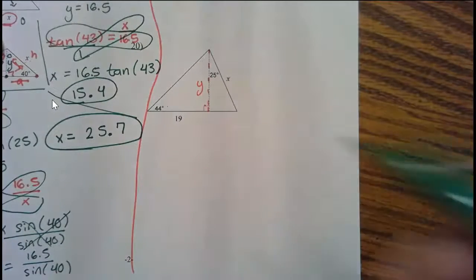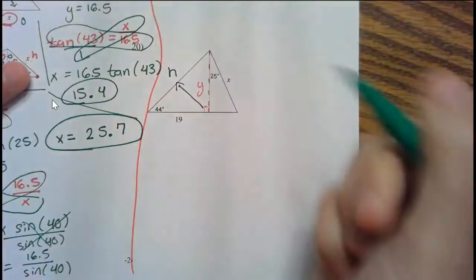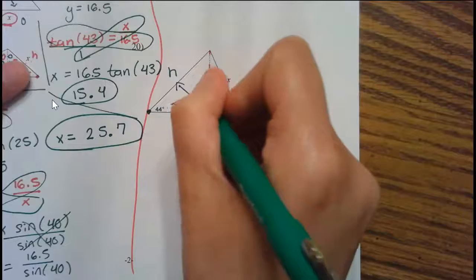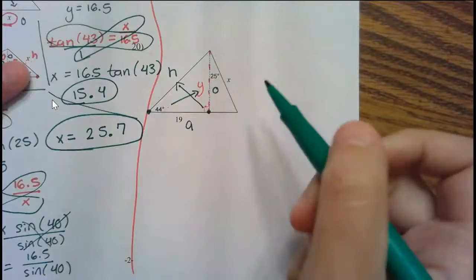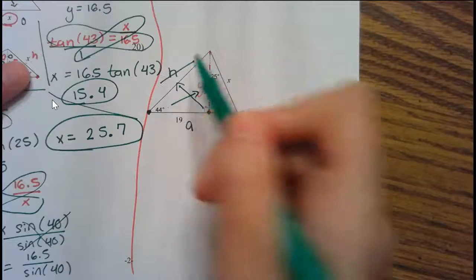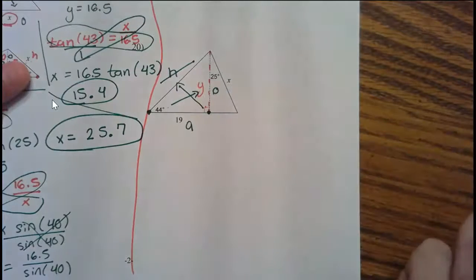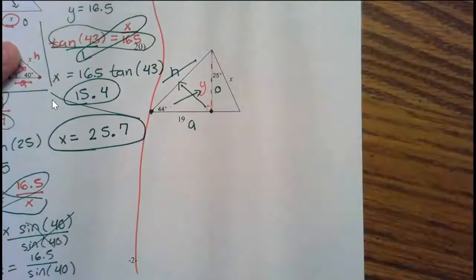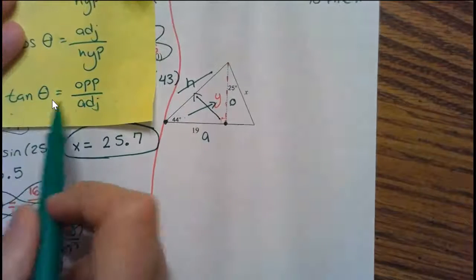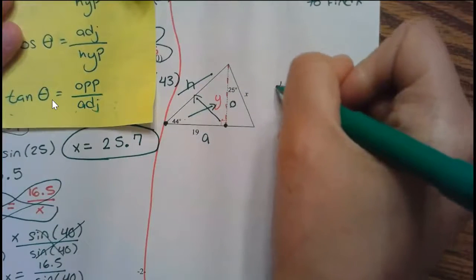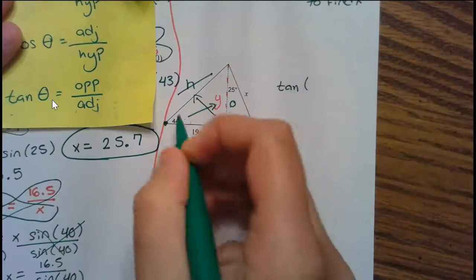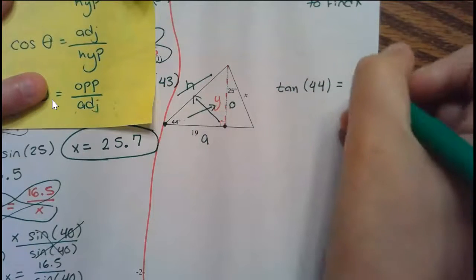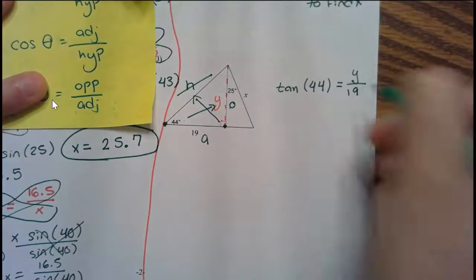Here's the right angle. Across from the right angle is the hypotenuse. In between is the adjacent, and across is the opposite. Knock out the one that doesn't have anything. In this case, that is h. O is y. A is 19. Let's go ahead and say O and A means tangent. The angle is 44. That would be opposite on top of adjacent. That is y on top of 19.